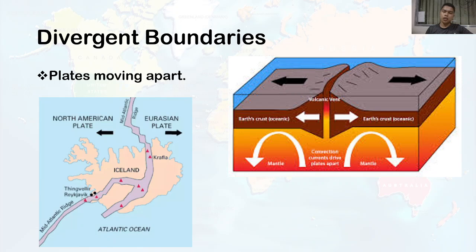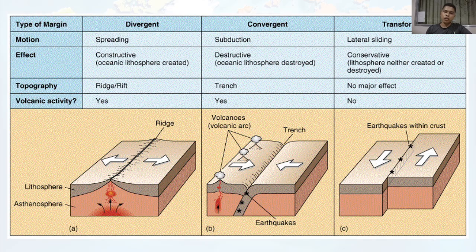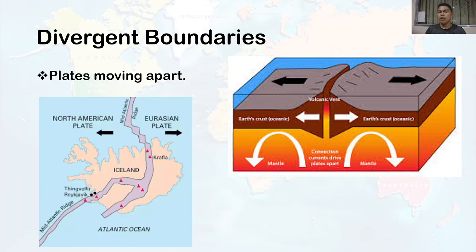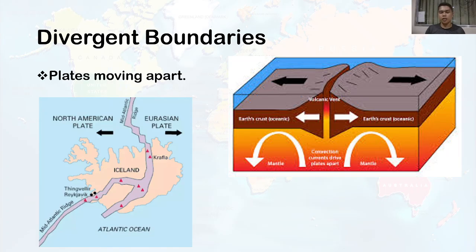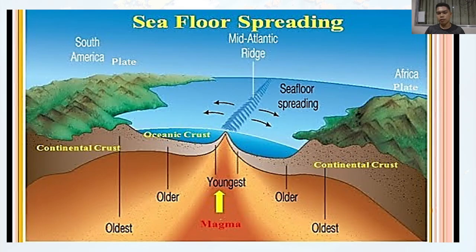As you can see here in the picture on the right, the two plates are moving away from each other, and then a new ridge was being created. The new one is being constructed. Oceanic lithosphere was now being created. If this happens inside the ocean, we have also the seafloor spreading, as the effect of the divergent plate boundary, the plate movement.